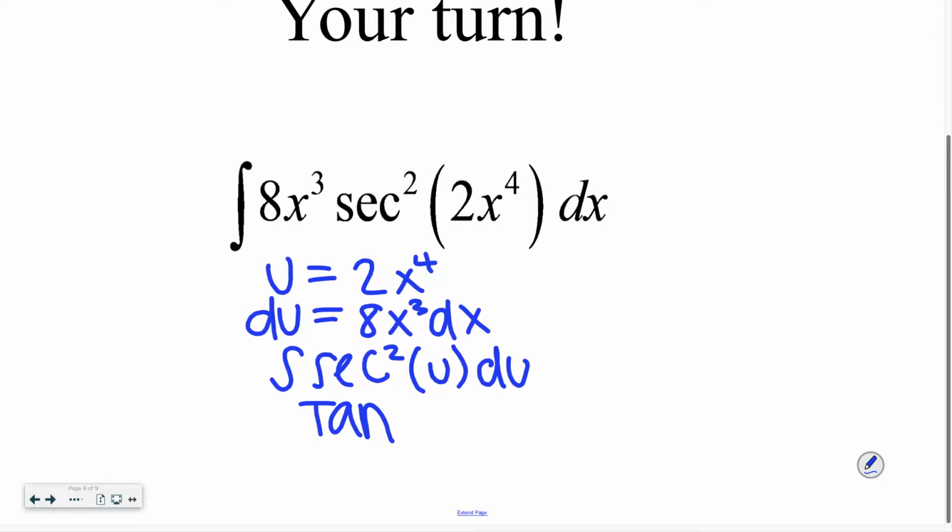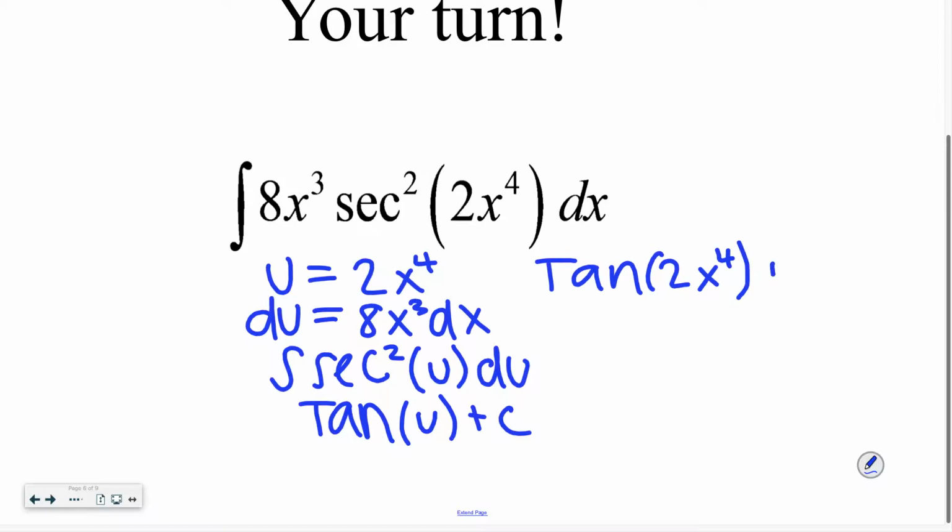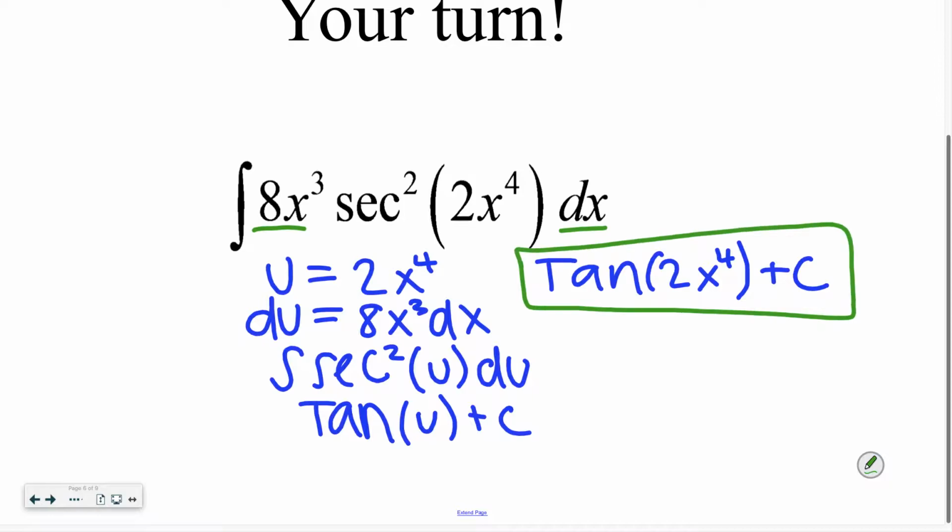Okay, Grace is putting her work up on the board. It looks like she has let u equal 2x to the fourth. So du was 8x cubed dx. We conveniently had 8x cubed dx, so that could be replaced with du. And so she ended up with tangent of 2x to the fourth plus c.